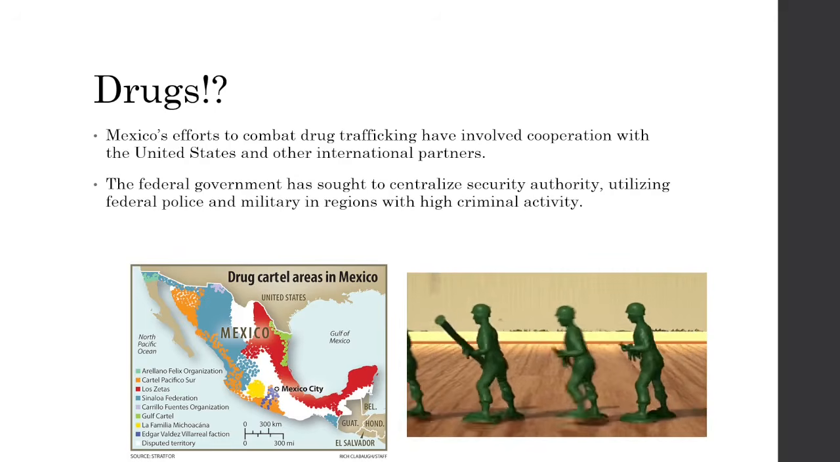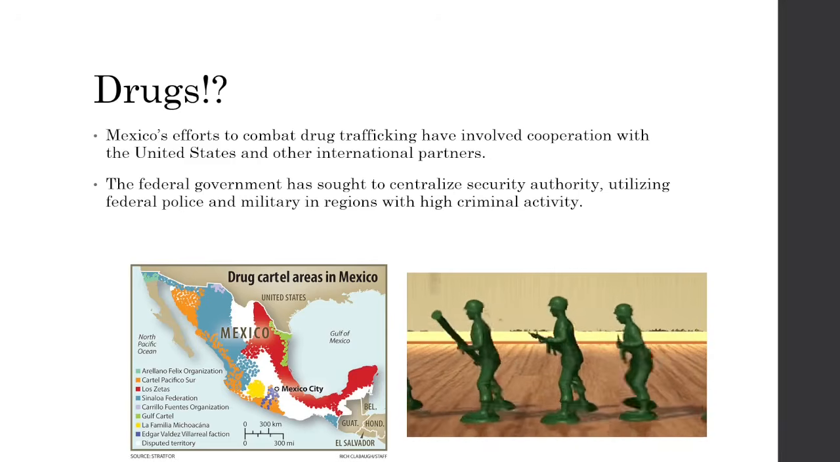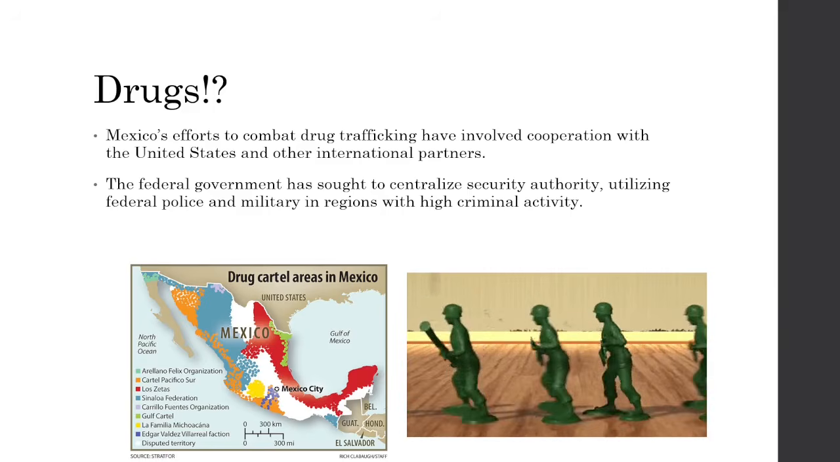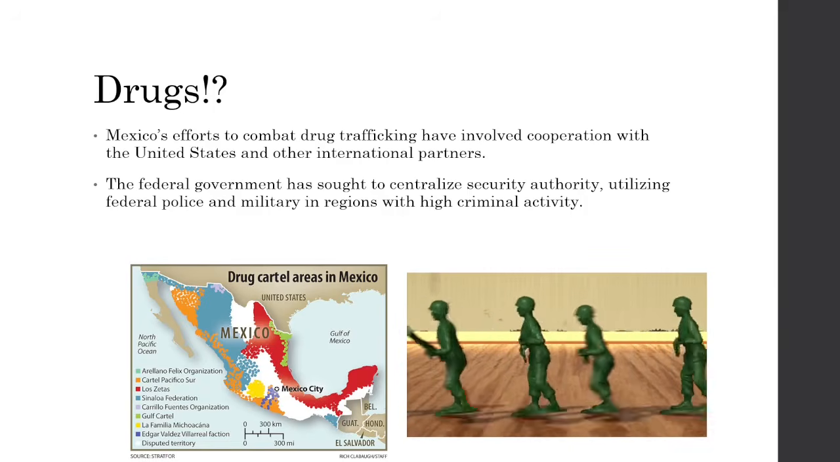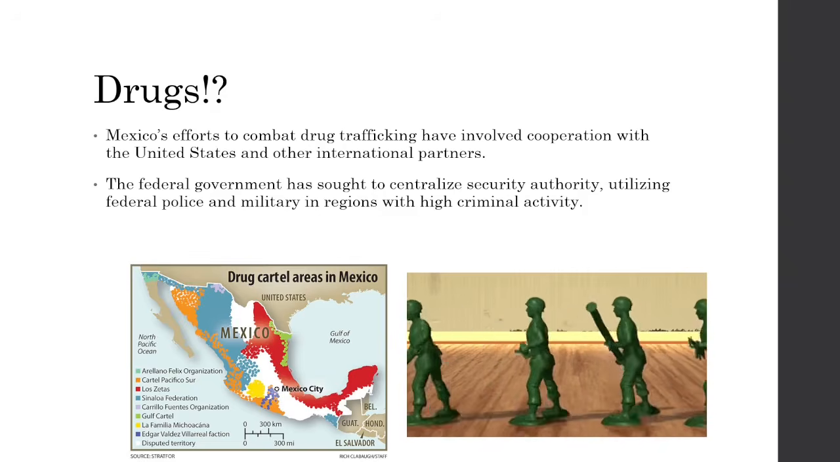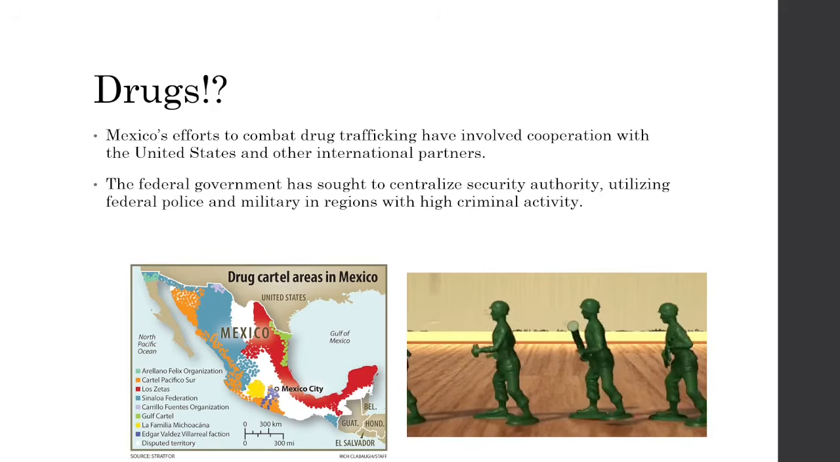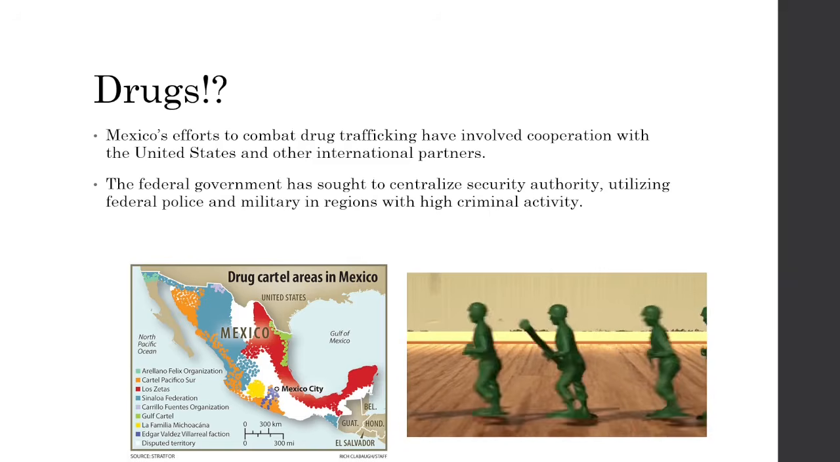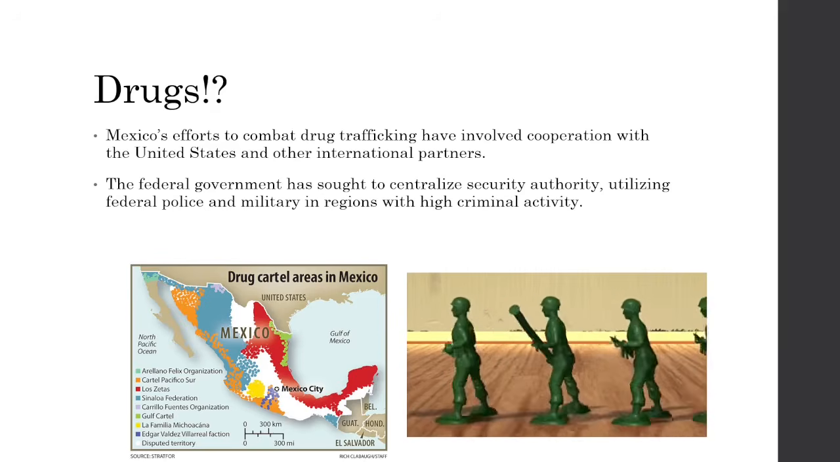So the federal government has sought to centralize security authority. It's not a big deal that the federal government's getting a lot of involvement in this, and they've utilized the federal police and military in regions with high criminal activity. And this is kind of a map here showing the different drug cartels in Mexico. So not all of Mexico is dominated by drug cartels, but a good bit of it. And it's different cartels too. So different measures to get different cartels, because they're all different in how they act and that sort of thing.